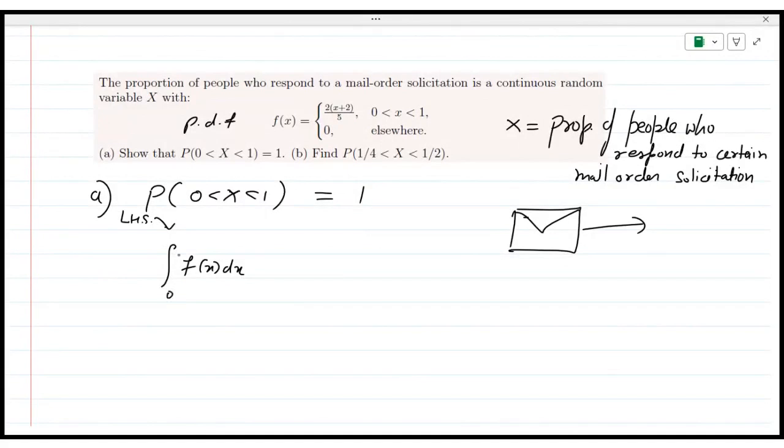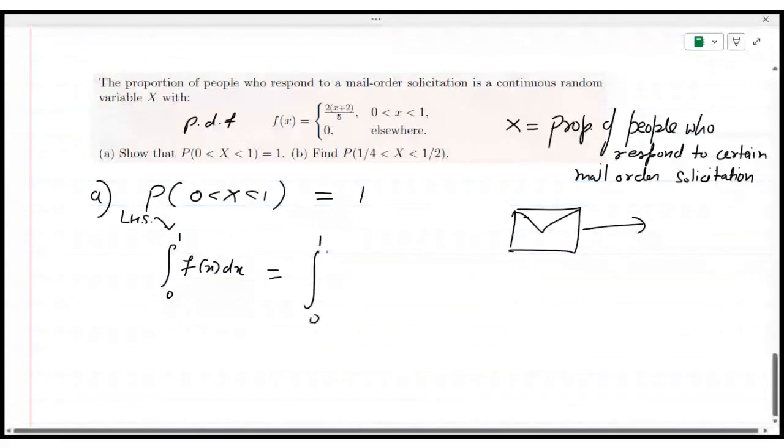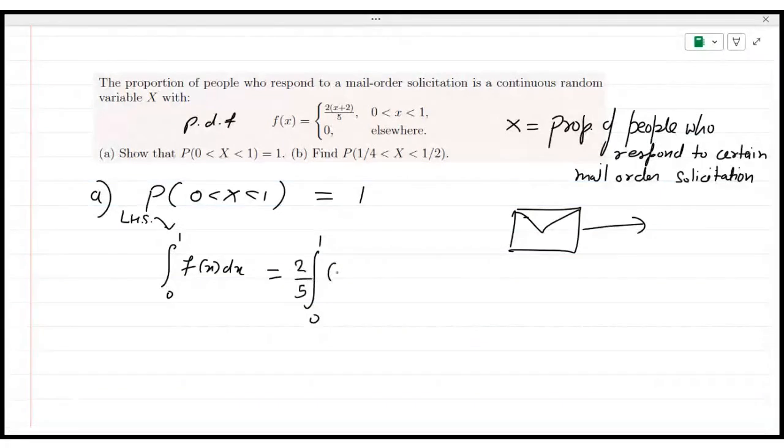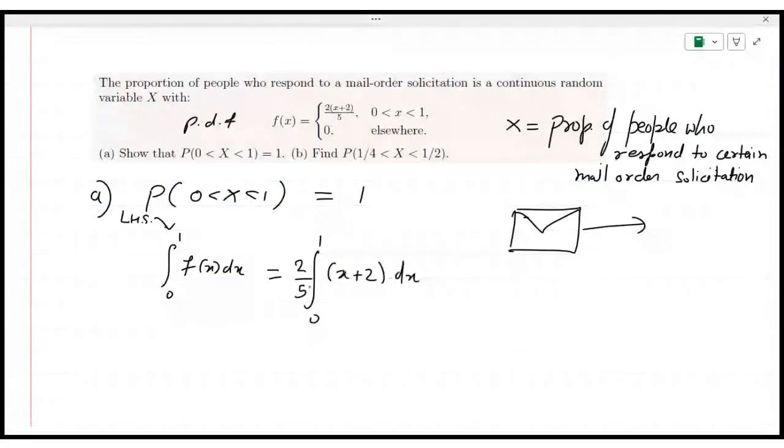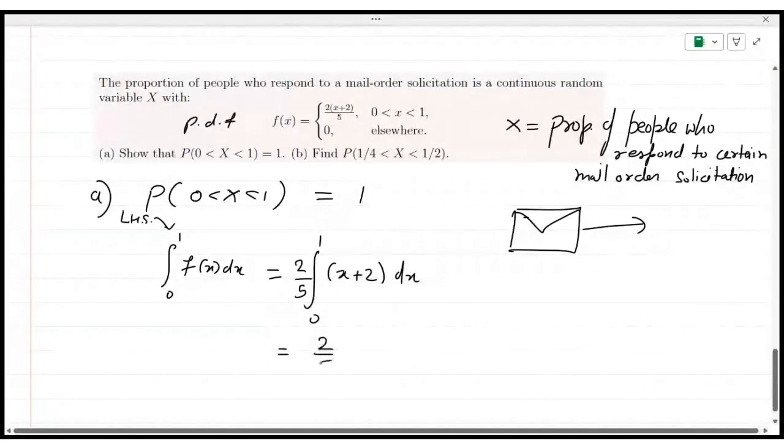Okay. So we will do the integral from 0 to 1 and we will show that this integral comes out to be 1. So this is equal to... what is f of x? So f of x, here in 0 to 1, the function is 2 upon 5 x plus 2. 2 upon 5 was a constant, so I have taken it outside.